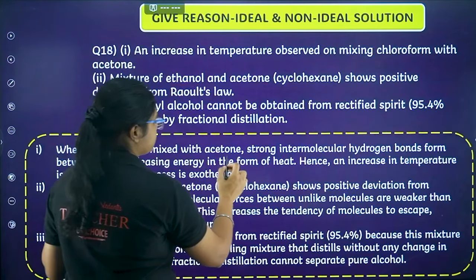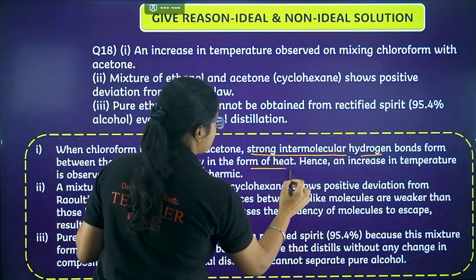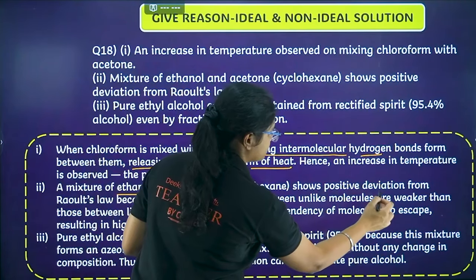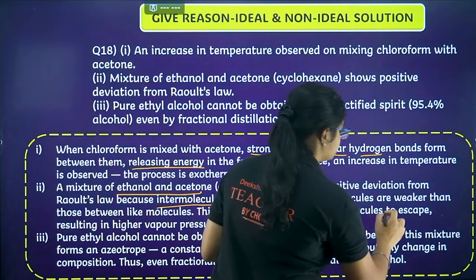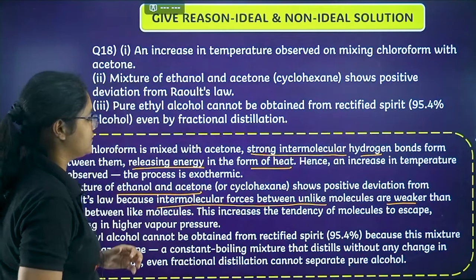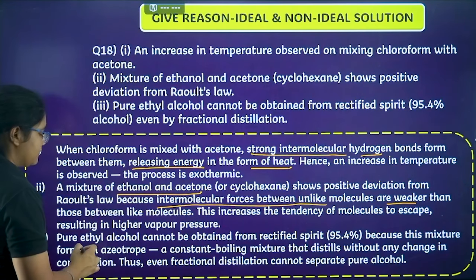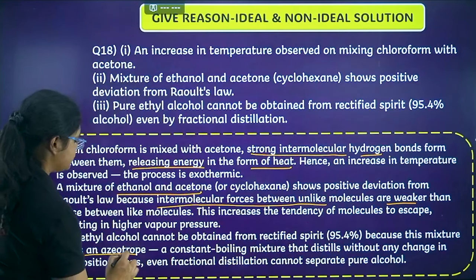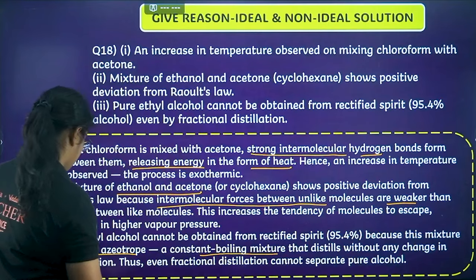Yes, when chloroform is mixed with acetone, strong intermolecular hydrogen bonds are formed, releasing energy in the form of heat. Hence, there is an increase in temperature. Next, ethanol and acetone, when you mix, what happens? It shows positive deviation from Raoult's law because the intermolecular forces between unlike molecules are weaker than those between like molecules. This increases the tendency of the molecules to escape and increases the vapor pressure. Pure ethyl alcohol cannot be obtained from rectified spirit because this mixture forms an azeotrope, a constant boiling mixture that distills without any change in composition.